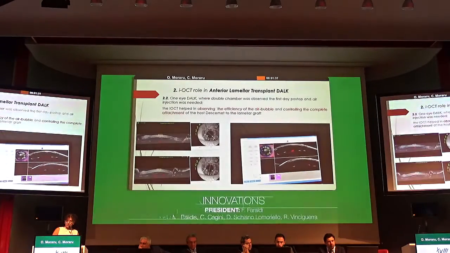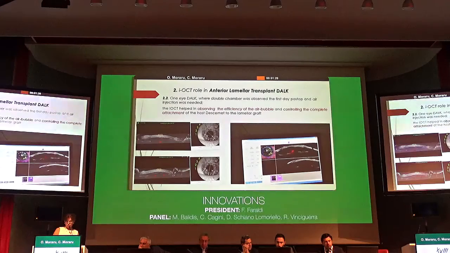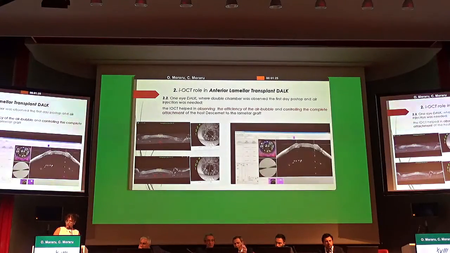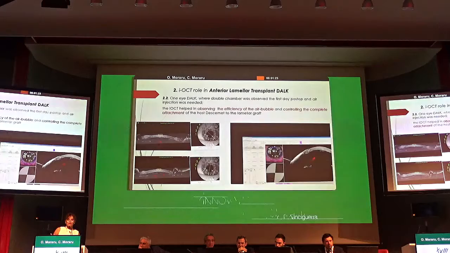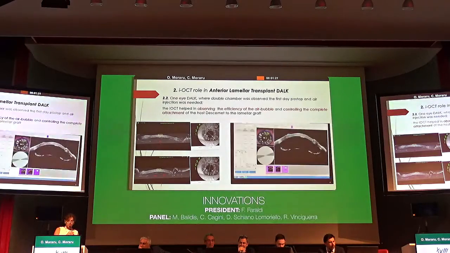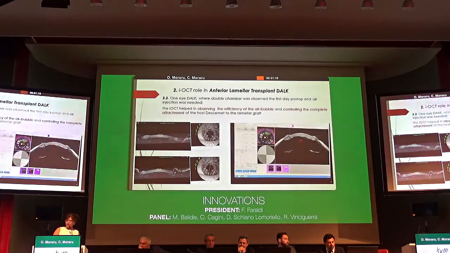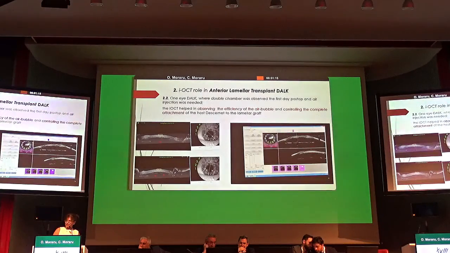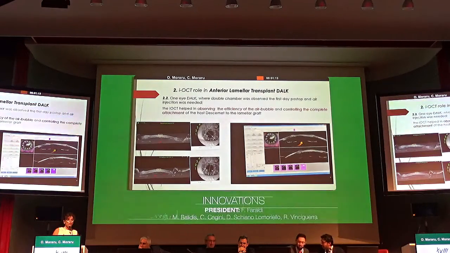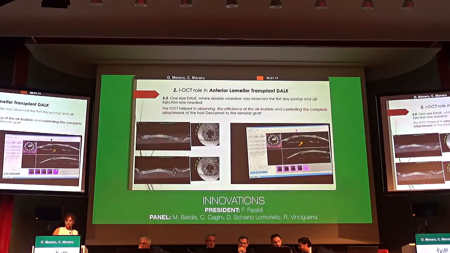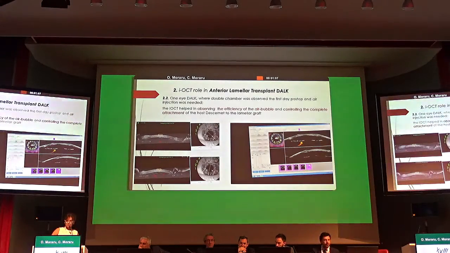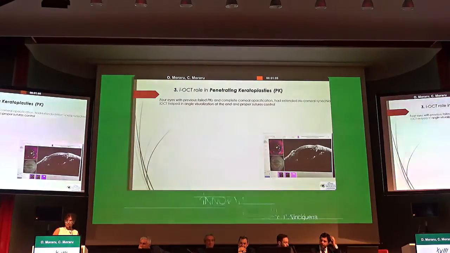In another case, on the second postoperative day, I noticed a space between the Descemet and the stroma, and the OCT helped me. Of course, on the second day I had to go again to the OR to put in some air and try to reattach it, and the OCT helped me observe exactly how much air I needed to inject in the eye in order to have a completely attached DSAEK.